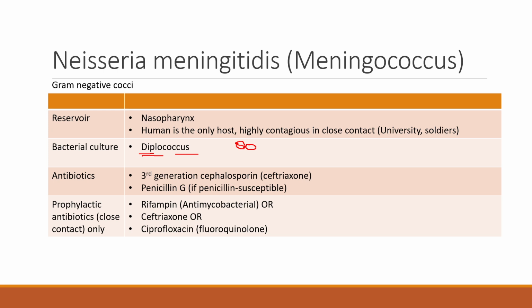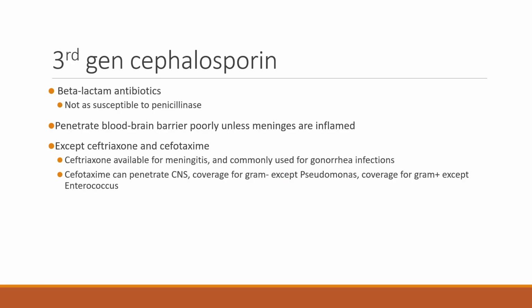And then what are the antibiotics for this infection? It's a third generation cephalosporin or penicillin G. And not only for those who currently have the symptoms or an identified infection, those who have close contact with them also have to receive antibiotics for prevention. So it's either Rifampin, ciprofloxacin or ceftriaxone. I'm going to talk about these antibiotics one by one, but just a brief, simple discussion on it.